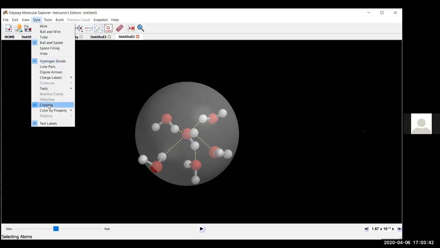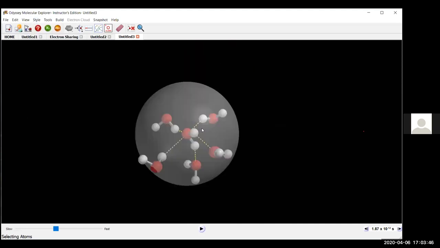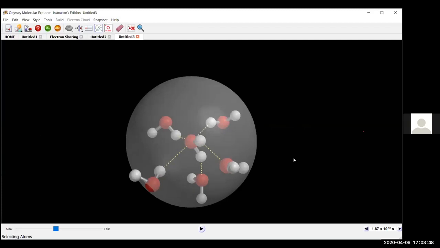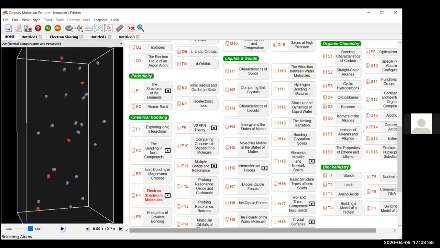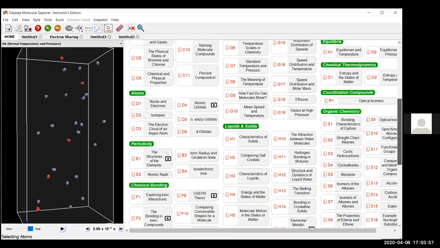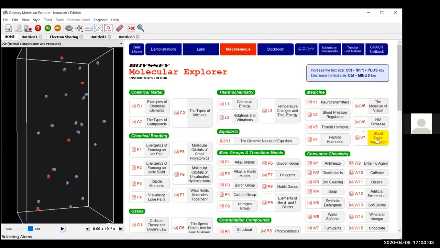So this style of clipping, I can turn off. Here's a complete box clipping on. So let me show you. This was a little bit more complex simulation. For that, I'll go here to the miscellaneous section, here in the toolbar, and I go to blood sugar regulation, the medicine section of the program.